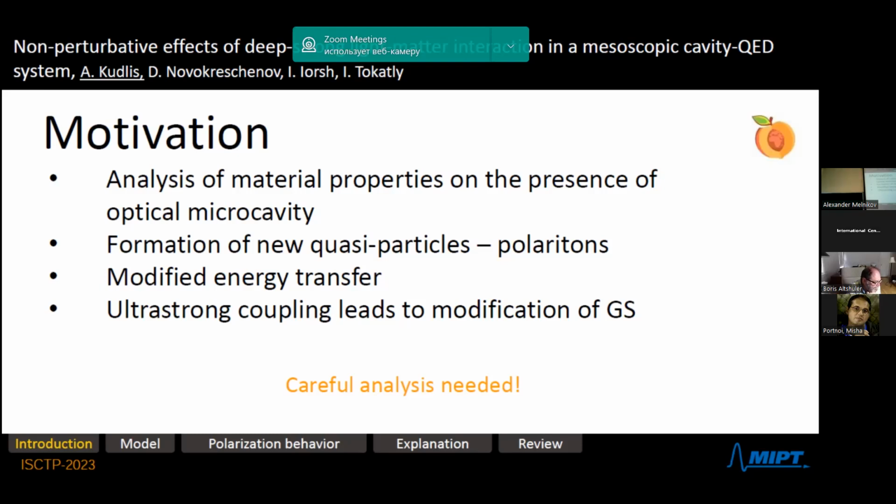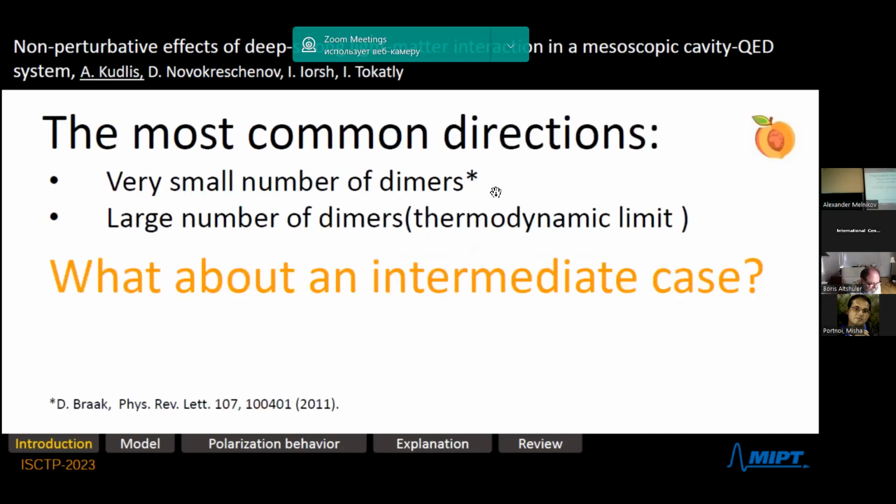In particular, due to the spatial coherence of polaritons, which appear in this case, we can observe substantial modification of energy transfer. And moreover, in the so-called deep strong, ultra strong coupling regime, the system demonstrates substantial modification of the ground state.